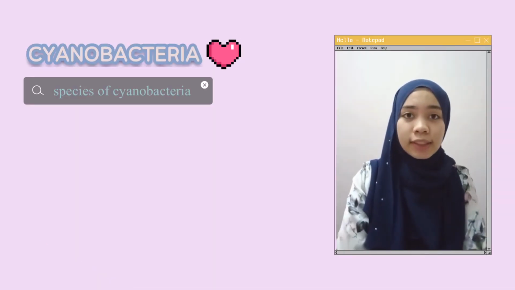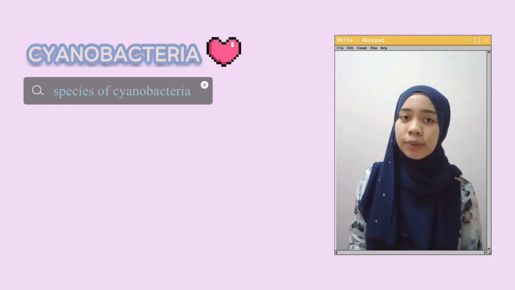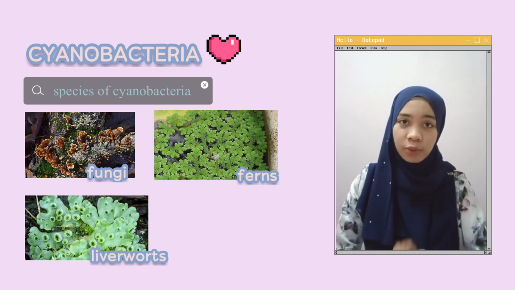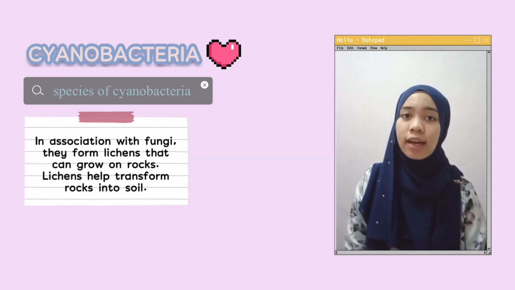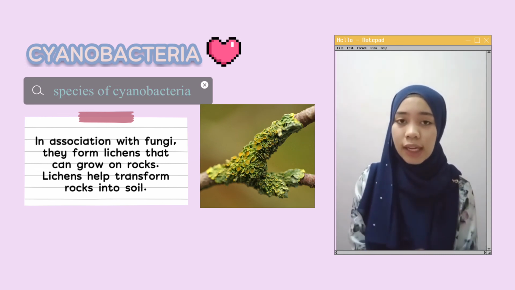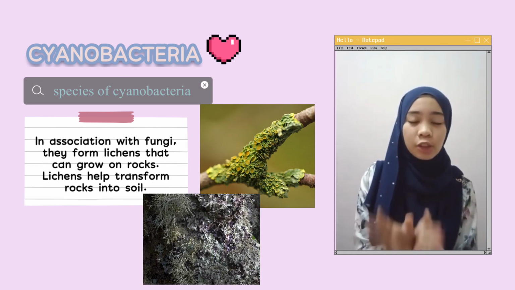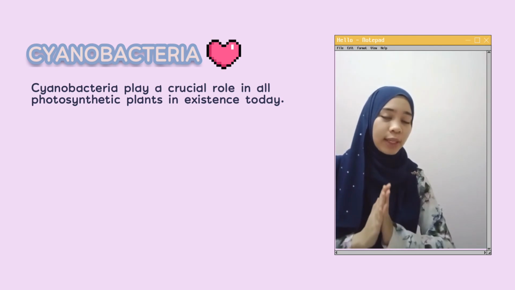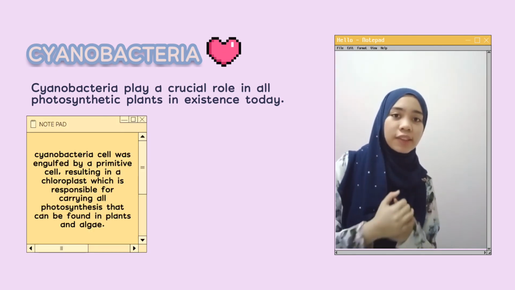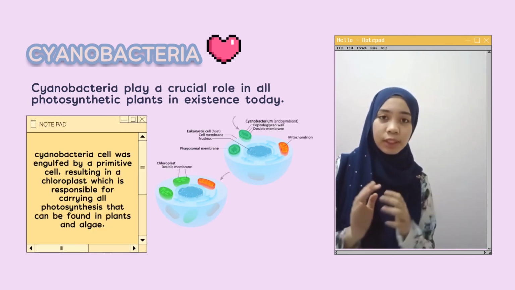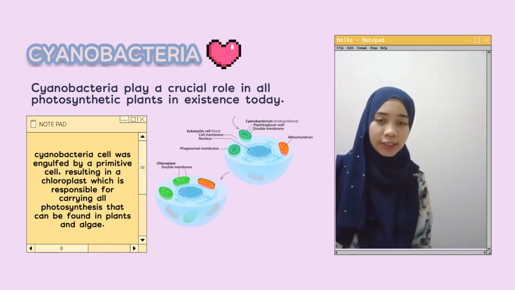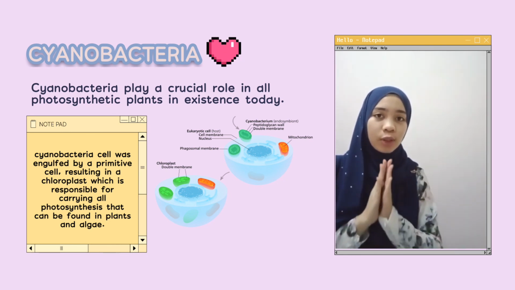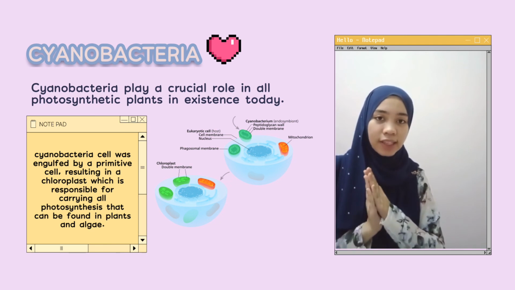Several species of cyanobacteria live symbiotically with other organisms, such as fungi, ferns, and liverworts. In association with fungi, they form lichens that can grow on rocks, and lichens help rock transform into soil. Approximately 1.5 billion years ago, a cyanobacteria cell was engulfed by a primitive cell, resulting in a chloroplast, which is responsible for carrying out all the photosynthesis that can be found in plants and algae.